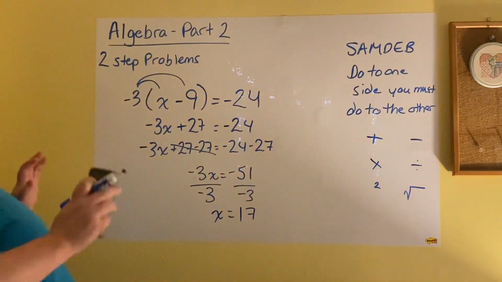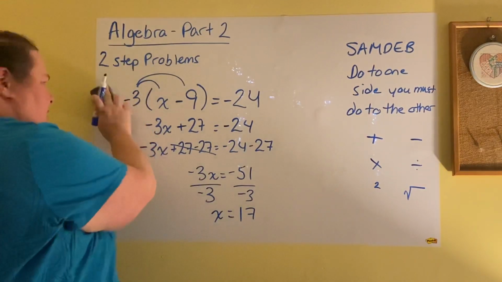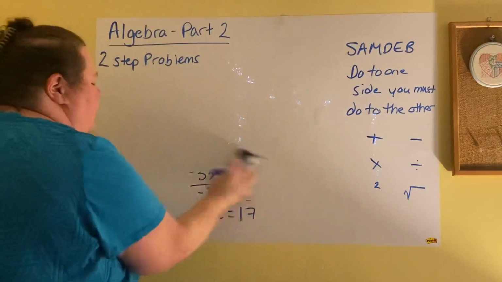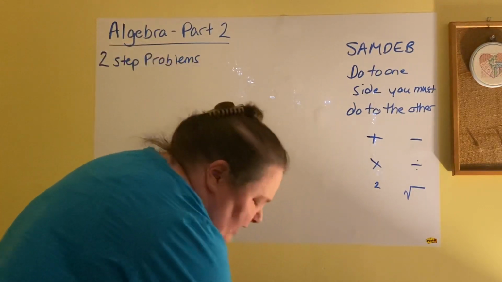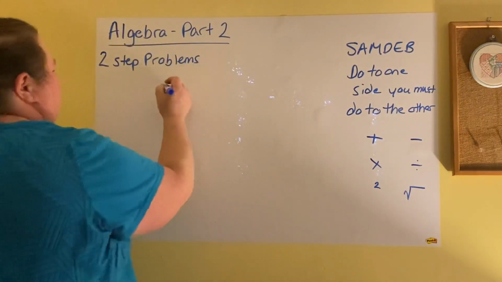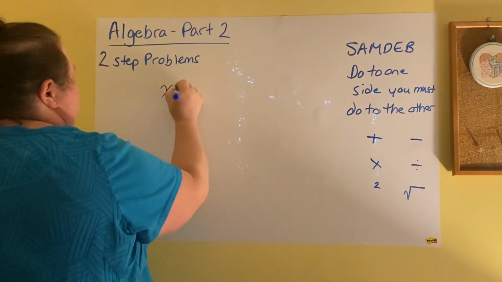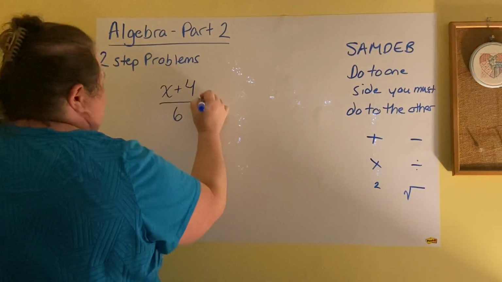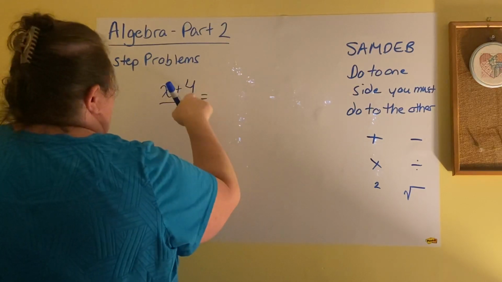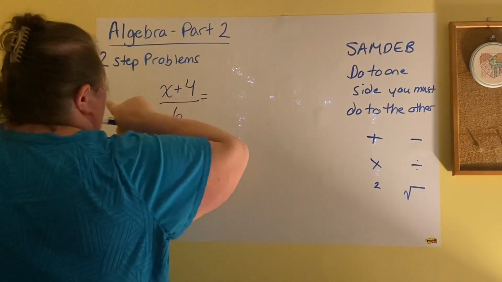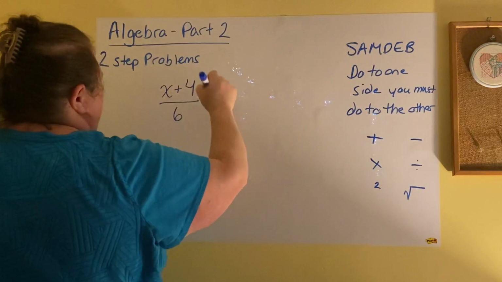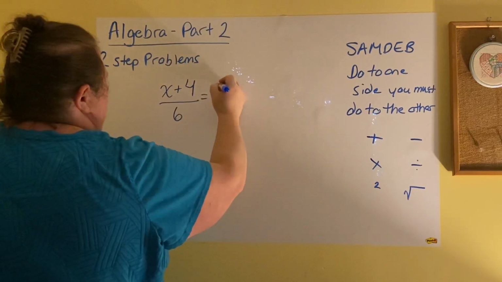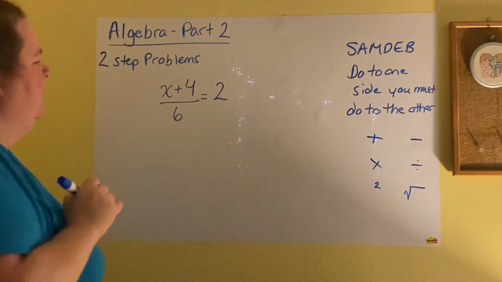Now, can I erase this, I think? Yes. I feel like at least with the video, you guys can pause, so it's not like when we're in person and it's all messed up. So x plus 4 divided by 6. So, let's see. We're going to go like that.